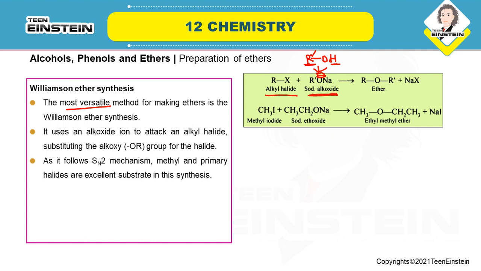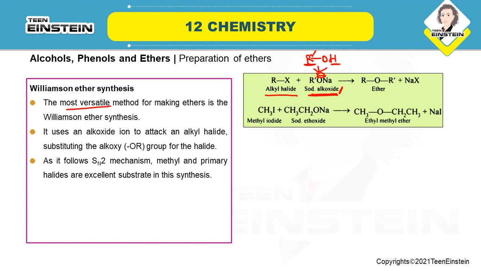See, this is the general expression. If it is methyl, it is methoxide, ending with IDE. If it is ethyl, it is ethoxide. If it is isopropyl, it is isopropoxide, like this. So one reaction partner is alkyl halide, another reaction partner is alkoxide.